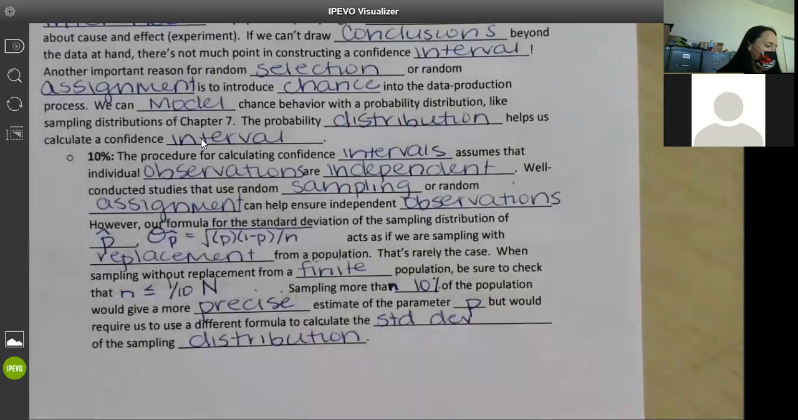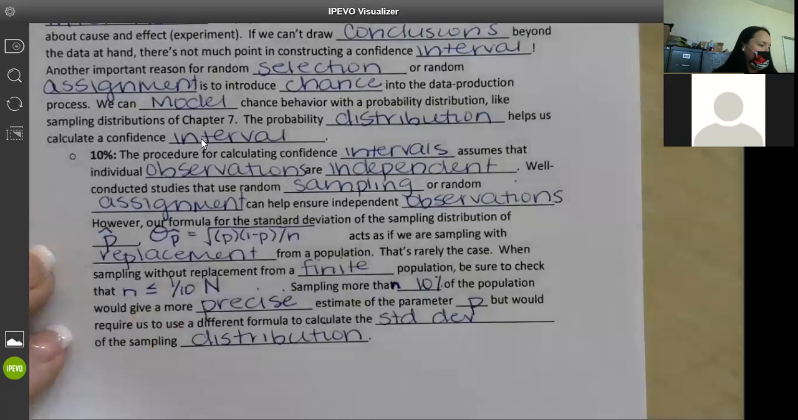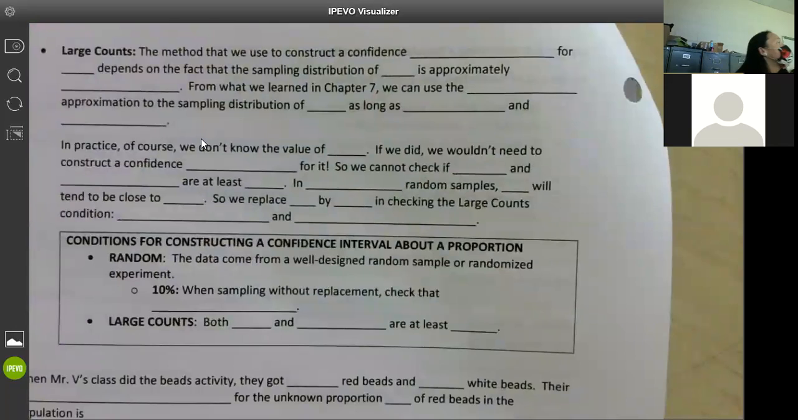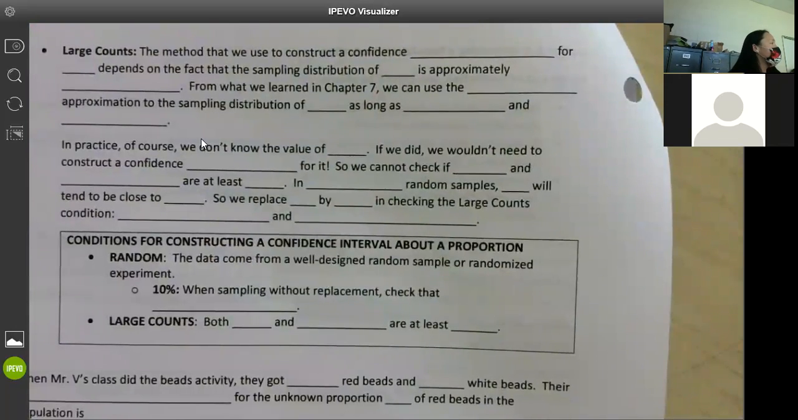And then the last thing you need to check. So random, 10%. Again, what is random? Making sure we have what? What does it want when it's asking for random? A random what? An SRS. It'll literally say took a random sample or a simple random sample. Okay, so we want it to be random. What's 10%?